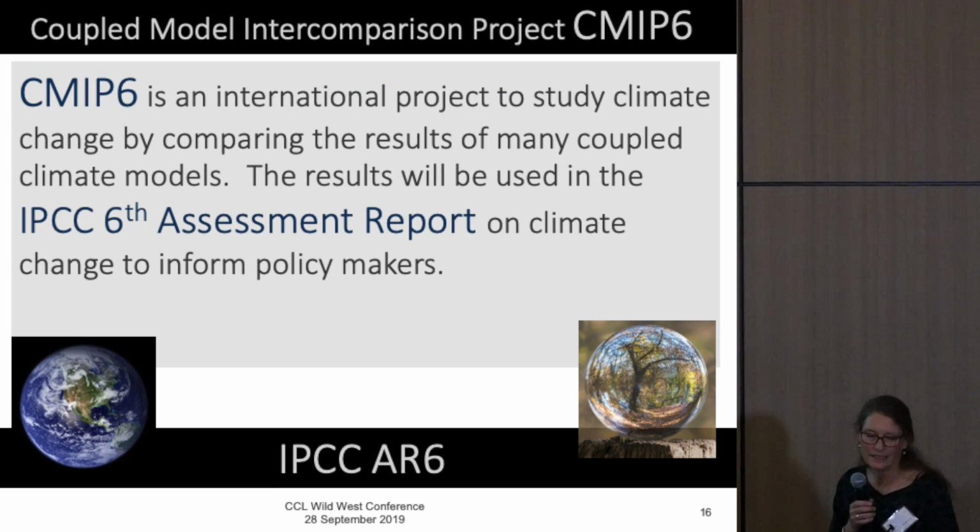So the Coupled Model Intercomparison Project, or CMIP6, I'm sure you've heard of this. This is the 6th phase of this project, and the results of this go into the assessment reports, which go to the IPCC, and those that go out to policymakers and inform climate policy. It's an international project. And we compare the results of many coupled models. There's over 40 models that participate in this climate assessment. And anyway, that's what we do.